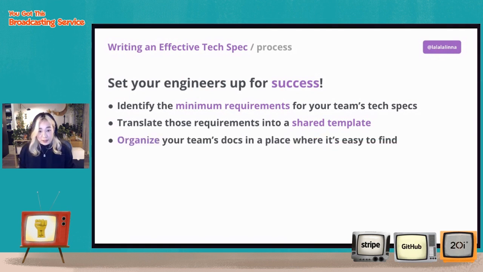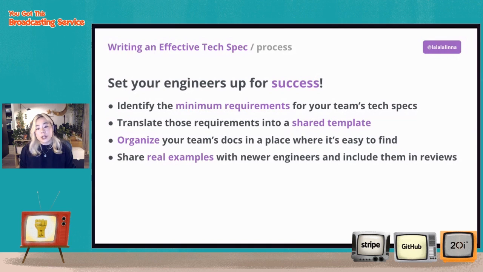Another thing that I really suggest is organizing your team's docs in a place where it's easy to find. That way people can get feedback in a more effective way, or people can find the things that they need to give feedback on. And it also gives a way for engineers to look at previous work and to understand what happened in the past, or why something was done a certain way. So it's sort of like an archive. You should make it easier to find.